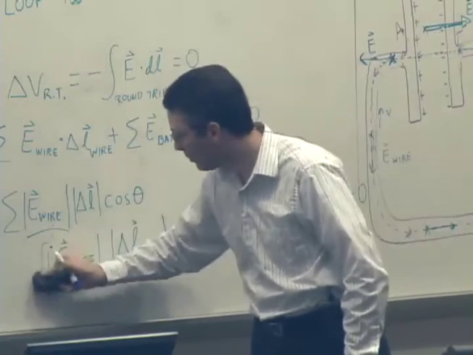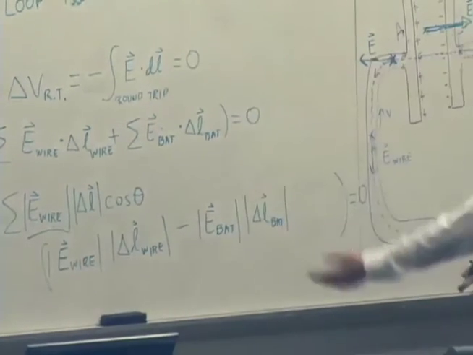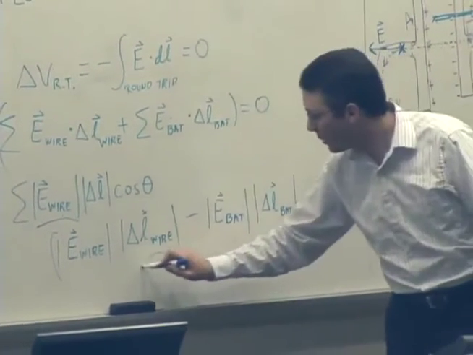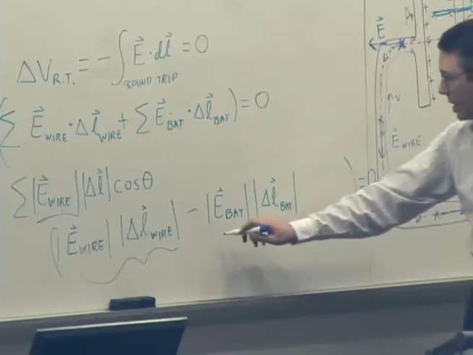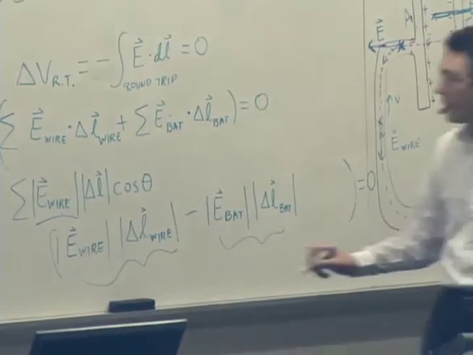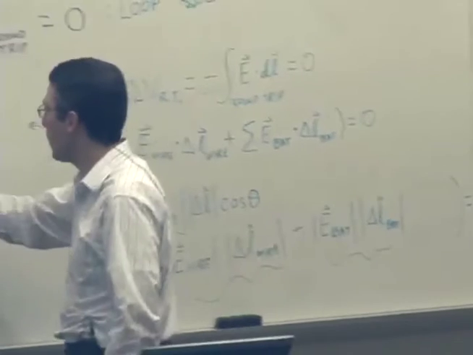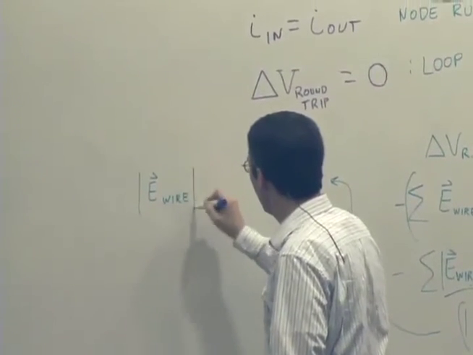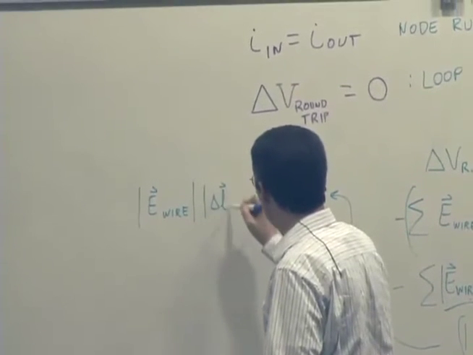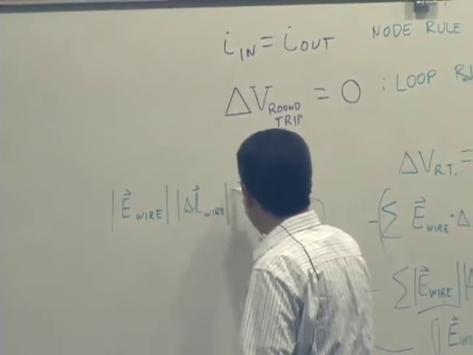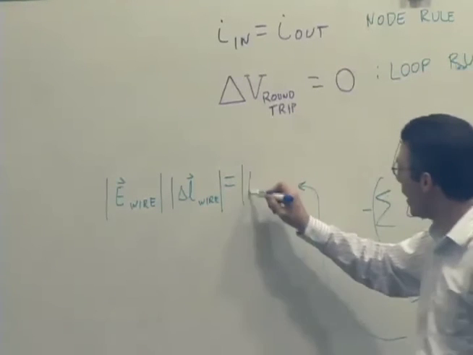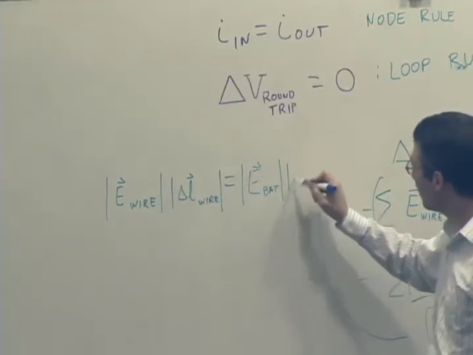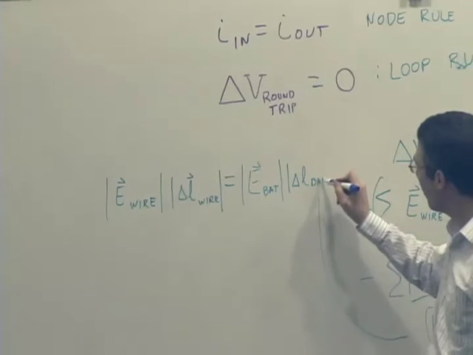And I can divide by the sign here. So if we worked it out, we'd find that the electric field, as we would expect, the potential difference across the wire is equal to the potential difference across the battery, right? This is just giving us E of the wire times the length of the wire is equal to E of the battery times the length of the battery.